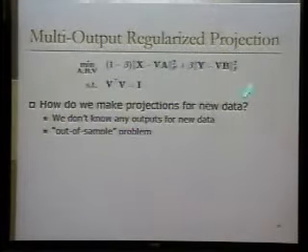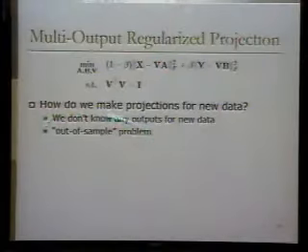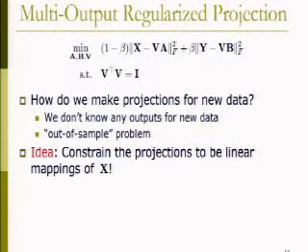But this is not the final optimization problem, because how do we make predictions for new data? This works well if you have both inputs and outputs for one data point, so you can reconstruct the problem this way. But you don't really know any outputs for new data. For new data, you only have the inputs X. This is sometimes referred to as the out-of-sample problem for some projection methods.